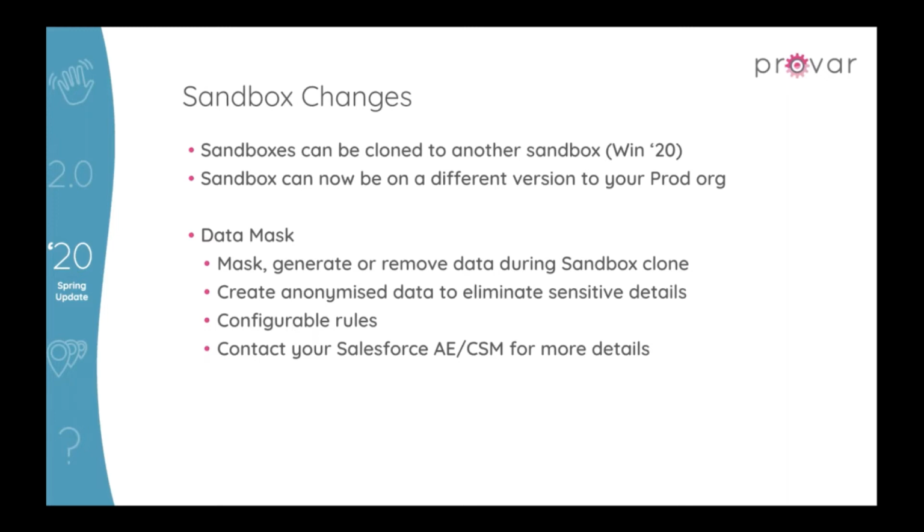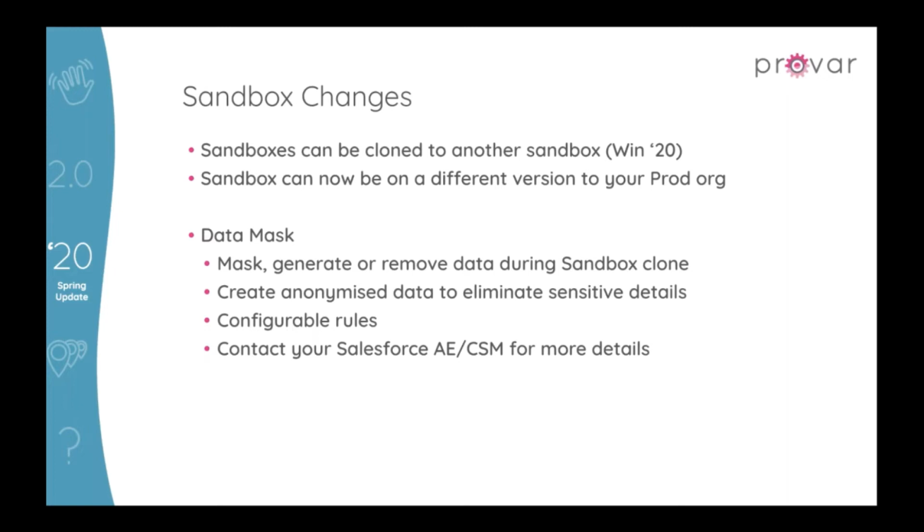However, prior to Spring 20, that second sandbox had to be the same version as your production org. With that restriction removed, that means you can now use sandboxes as part of your sandbox preview testing and have an org that's within Winter 20 and an org within Spring 20. Using the power of Provar, you can run the same test cases across both of those orgs, and it really allows you to highlight differences that excludes any changes your own developers are making. So I think that's a really, really powerful feature, and I recommend you all adopt it as soon as possible.